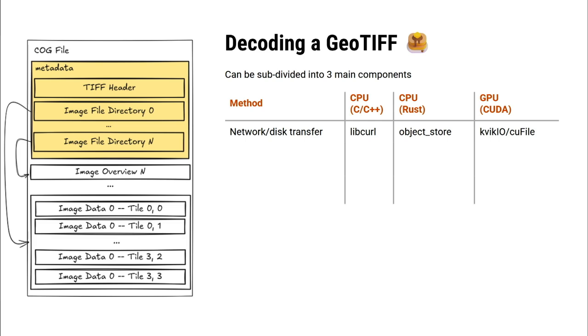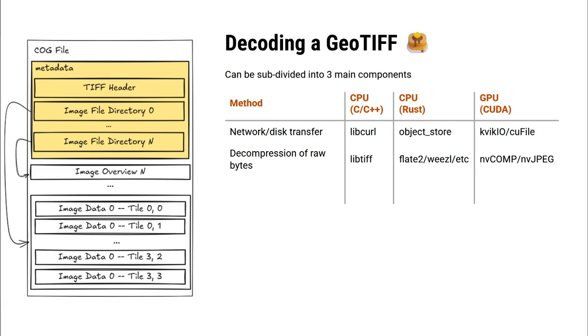On the CPU side, in GDAL, for example, you would read it using something like libcurl. On the Rust side, there's crates, which is what we usually call libraries in Rust. Object store is a popular one people use for that. If you're doing GPU stuff, KvikIO and cuFile from NVIDIA are libraries that allow you to read bytes across the network directly into the GPU. So that's one component you want to have.